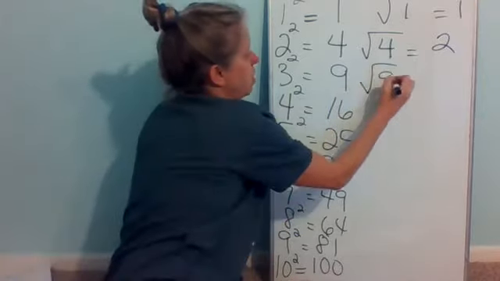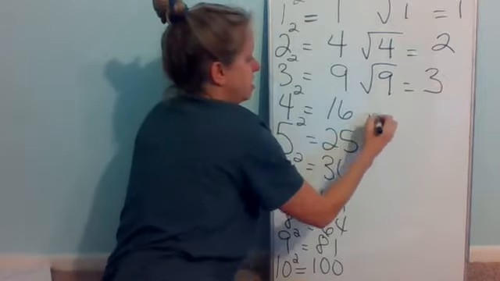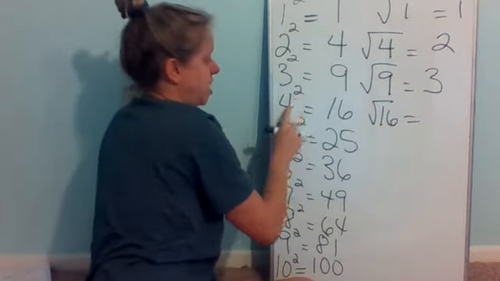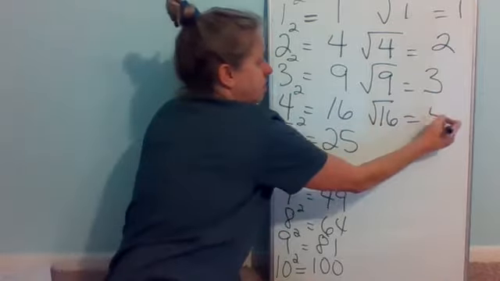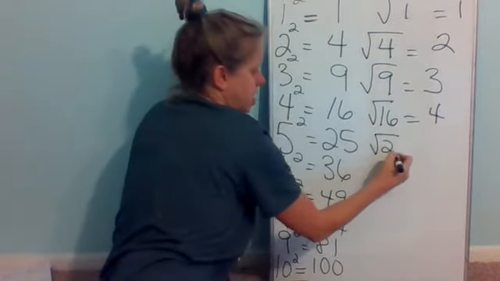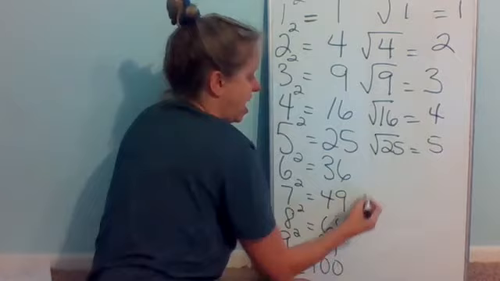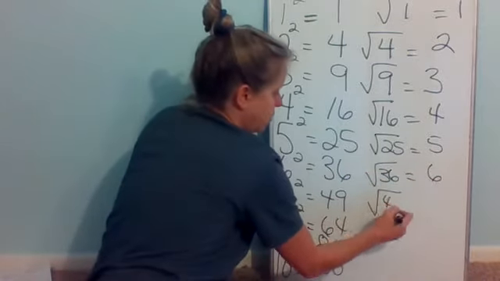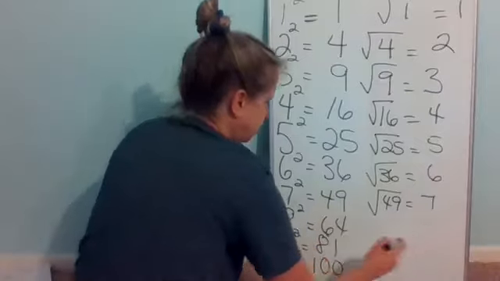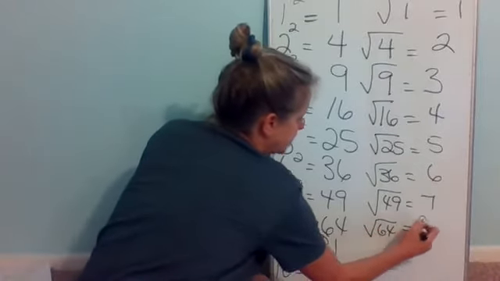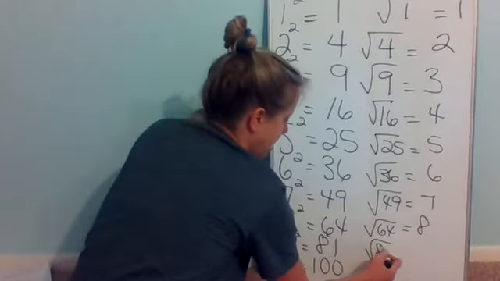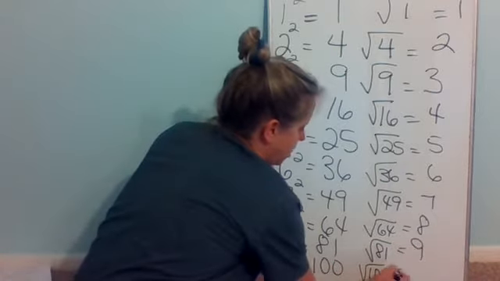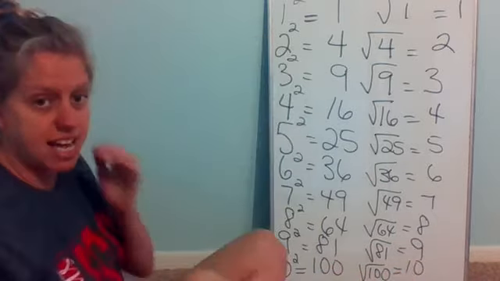What's the square root of 9? 3. Square root of 16. In other words, what times itself is 16? 4. You see where I'm going with this? The square root of 25 is 5. The square root of 36 is 6. The square root of 49 is 7. The square root of 64 is 8. The square root of 81 is 9. And the square root of 100 is 10.